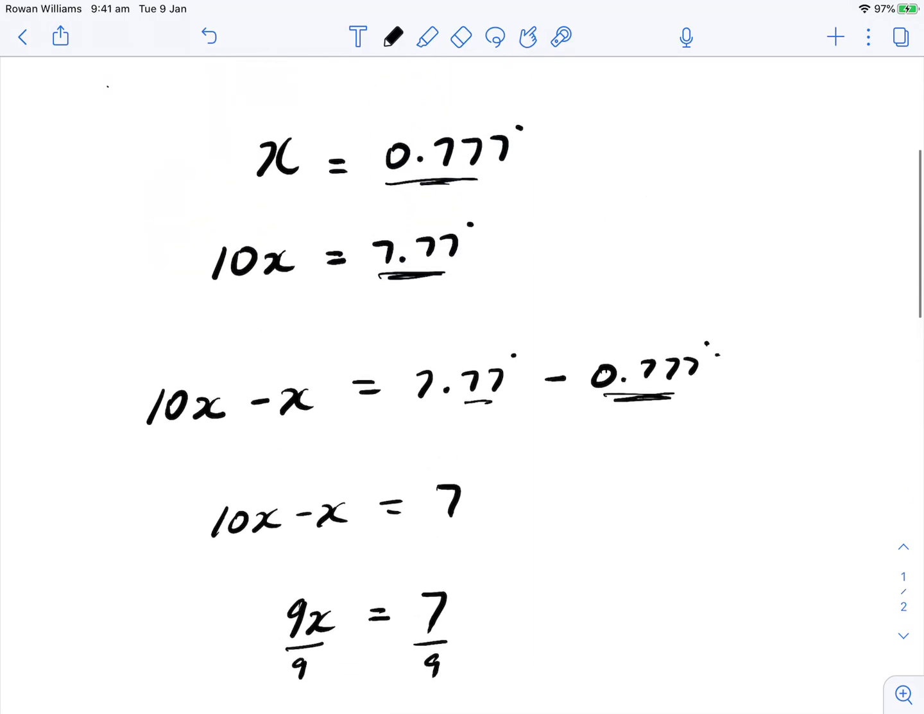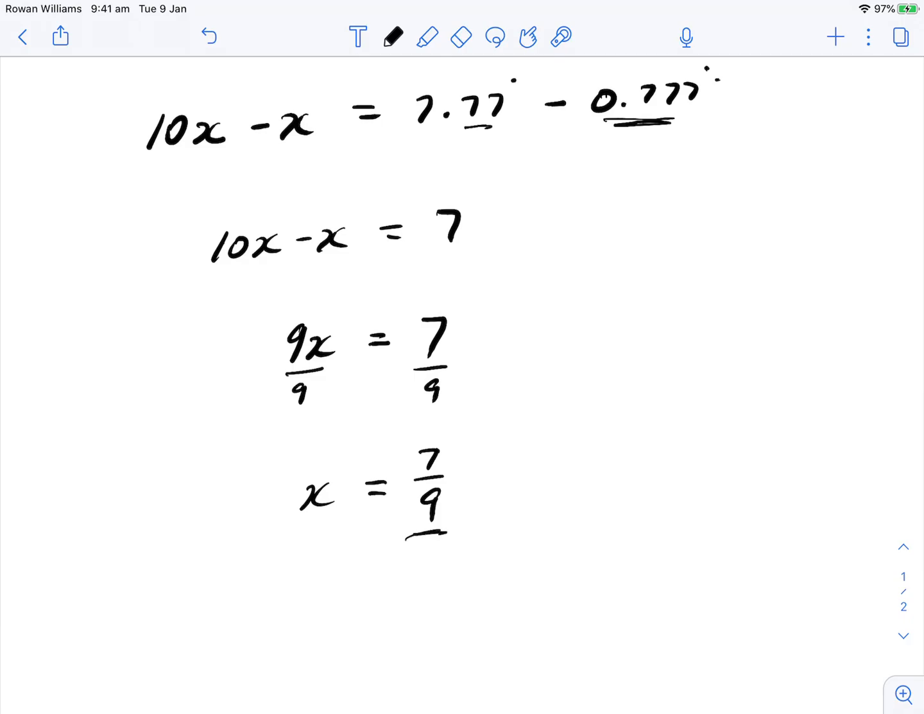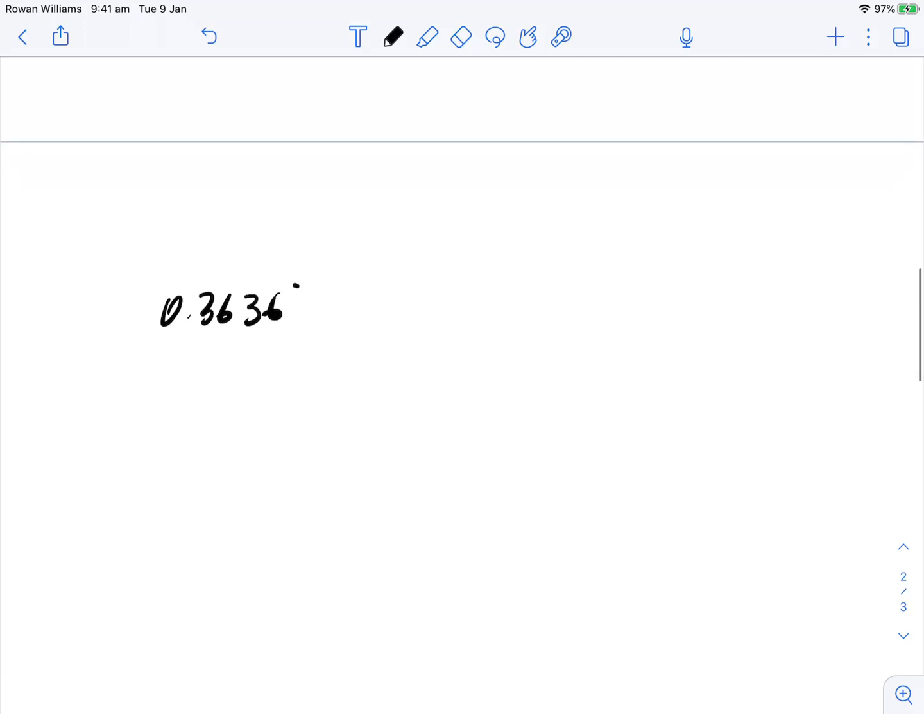And see how I've turned it from a recurring decimal into a fraction. It turns out you can turn any recurring decimal into a fraction. So we'll do this now in a little bit of a trickier version. This time I'm going to turn 0.3636 on and on and on, and I'm going to write that as a fraction. So my first step is to say, well, let x equal 0.3636 on and on and on.